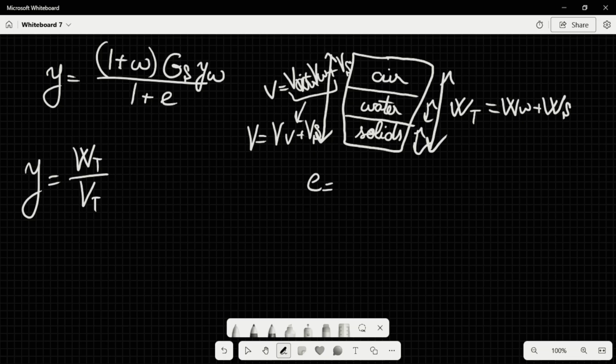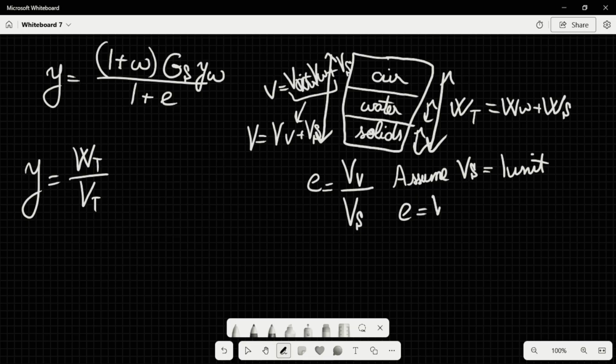Now E is known as the void ratio and is equal to the volume of voids over the volume of solids. If we assume that Vs is equal to 1 unit, then E is going to equal the volume of voids, and V total will simply be E plus 1. So we can replace our V total by E plus 1 or 1 plus E.